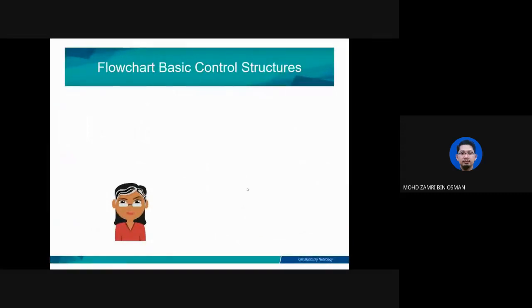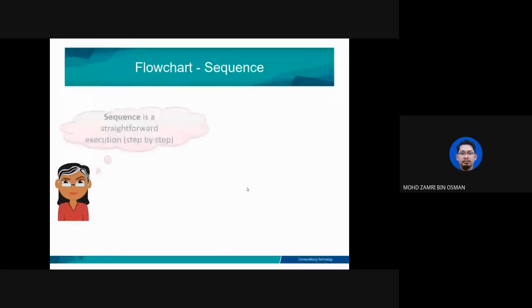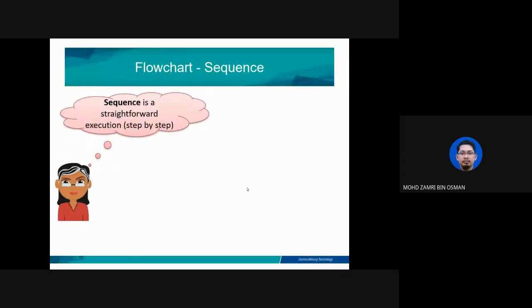Okay, so these are the basic control structures in the flowchart. We have sequence, decision, and looping. Sequence is straightforward, one by one. For example, we have a recipe: step 1, 2, 3, 4, 5, 6, until the last step. This is called straightforward. You don't go back to the previous step. So that is the sequence.